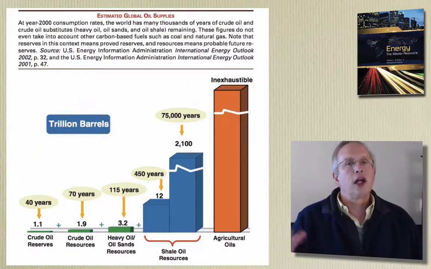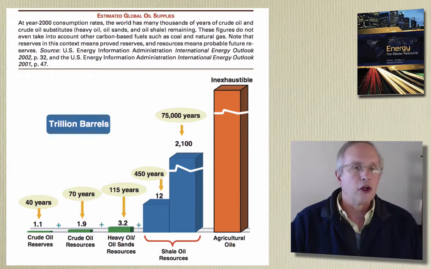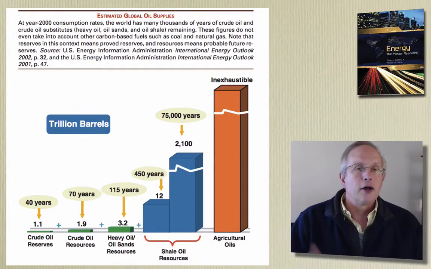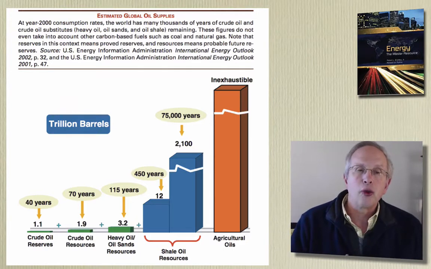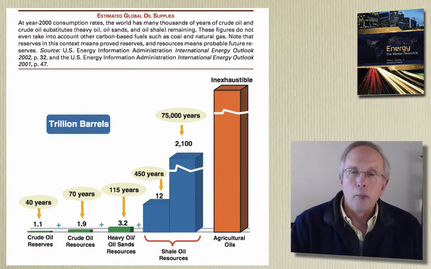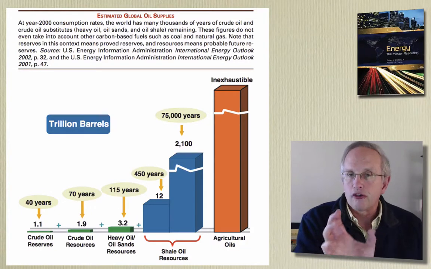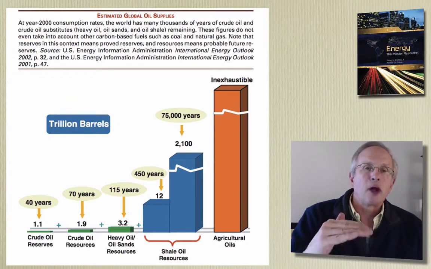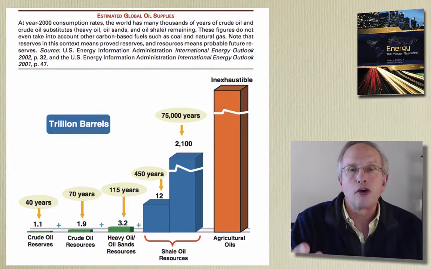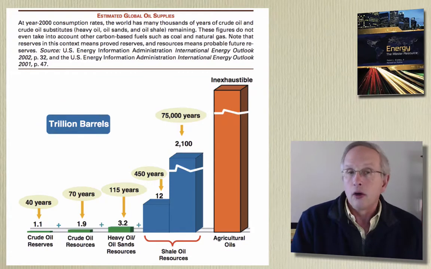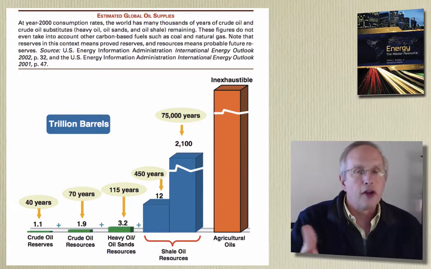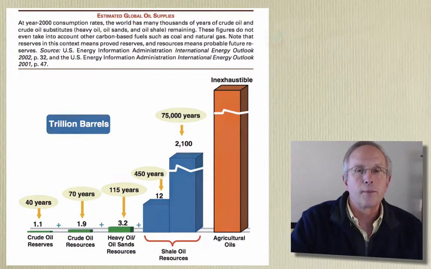And this is a final chart on this, estimated global supplies: 40 years of crude oil, 70 years of crude oil resources, 115 years when you add the tar sands and heavy oil. But when you add shale oil, and this is what's in Venezuela, what's in Colorado, it's up to 450 years or 2,000 years of these oils that we can get out of the ground, not economically now because we don't know quite how to do it, but it's there. And of course, agricultural oils are inexhaustible because that's converted from the sun.